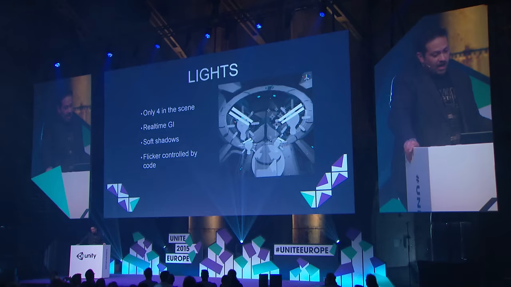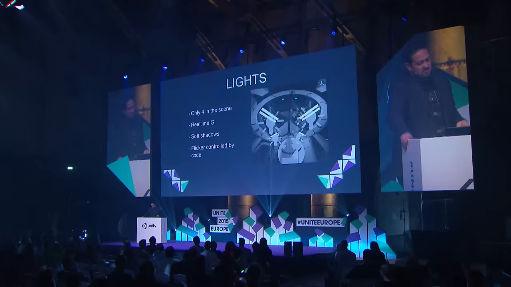Okay, the actual lights. There's only four in the scene. Set to real-time GI, soft shadows. The flicker is controlled by code. To be honest, there is nothing special going on here at all. I was just setting up the scene in a way that I thought approximated what it would look like in real life. I was like, okay, some lights up there. Let's put some lights there and see what happens. And it turned out all right.